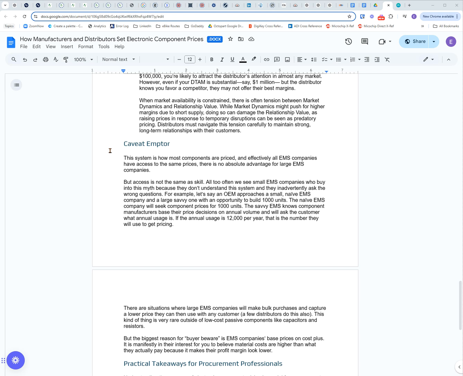So the result is that EMS companies basically have access to the same price. It doesn't really matter how big the EMS company is or how small it is, or I should say it doesn't have to matter.